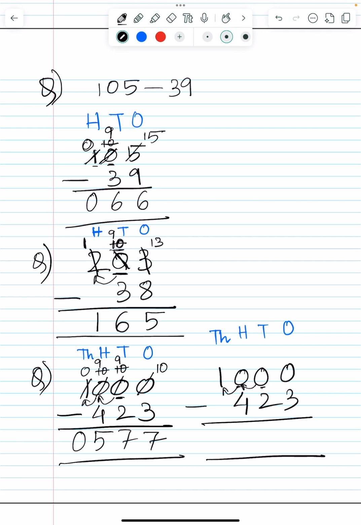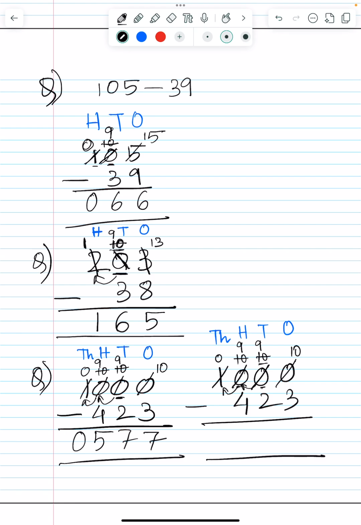Can we borrow from 1? Yes, we can borrow from 1. So we borrow from 1 and this becomes 10 and this 1 becomes 0. Now can we borrow from this 10? Yes, we can borrow from this 10. So this becomes 10 and this becomes 9. Can we borrow from this 10? Yes, we can. So this 0 becomes a 10 and this 10 becomes a 9.